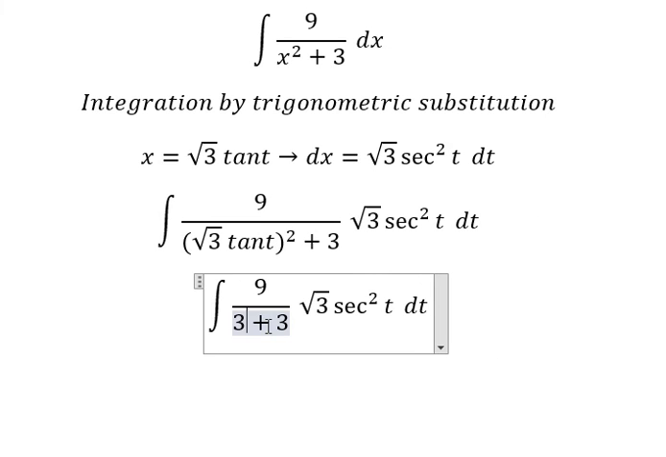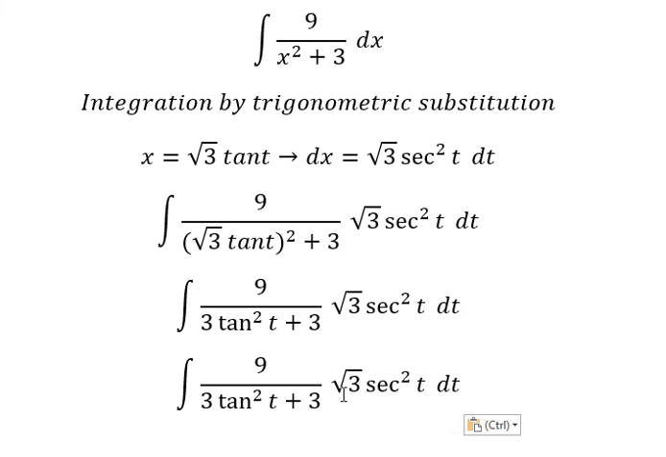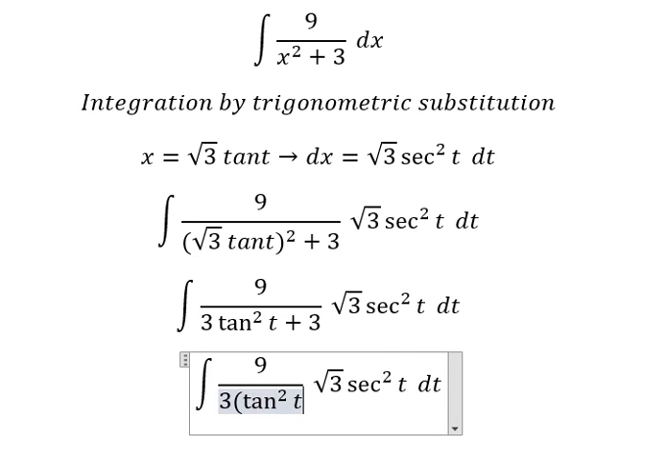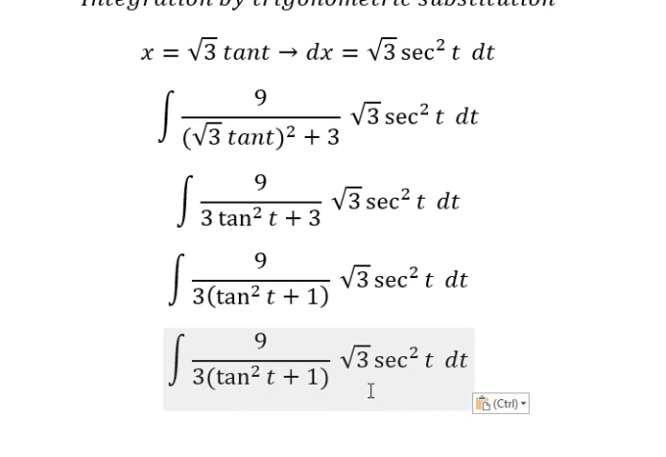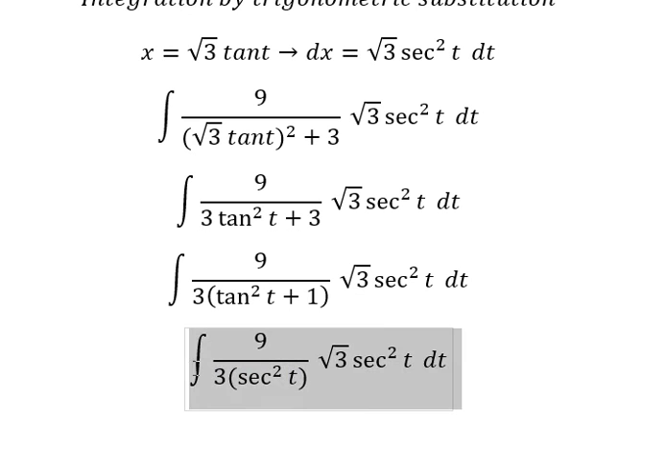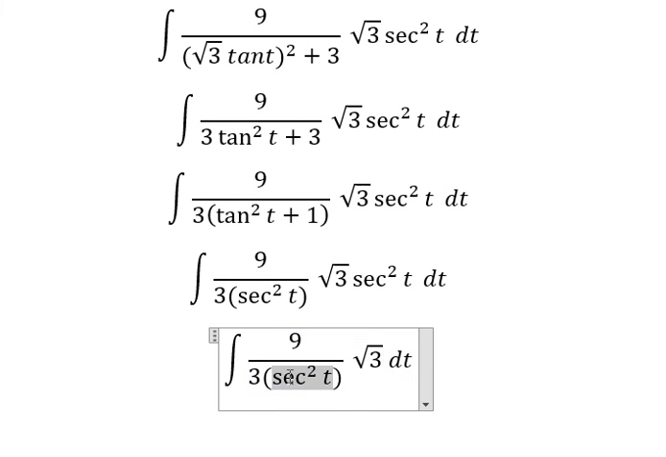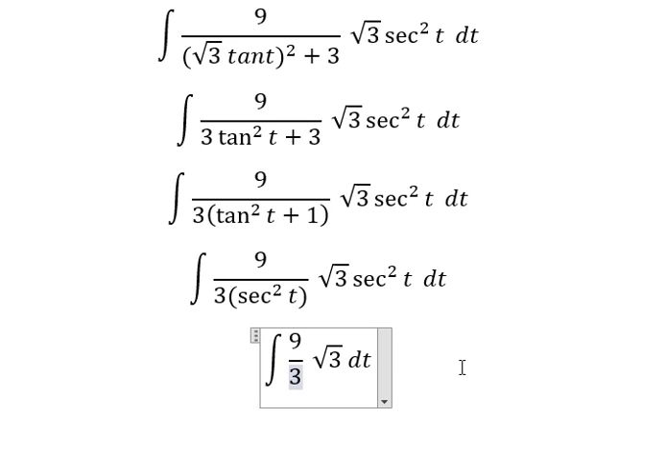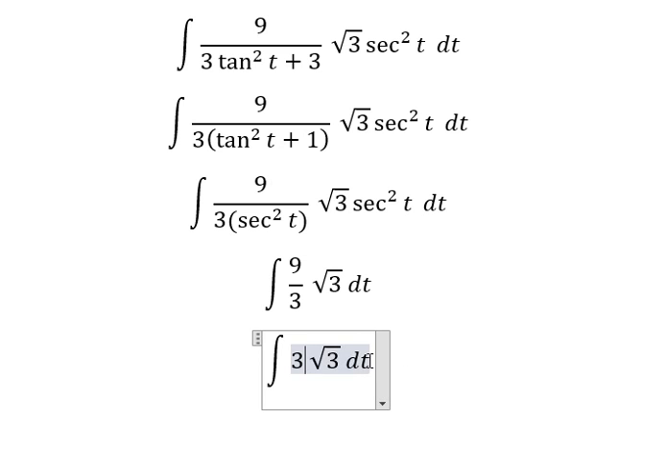This one we have 3 times t squared. Number 3, we can do factorization. This one we change to secant squared of t. And now we need to simplify on the numerator and denominator. So 9 divided by 3, we have 3.